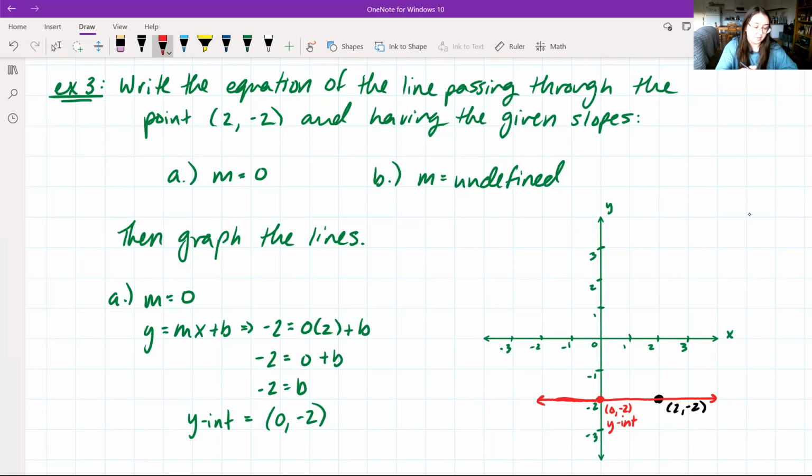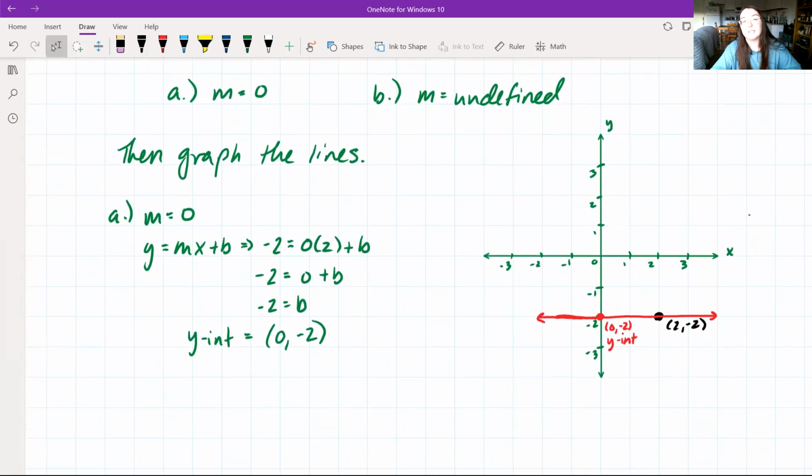And if we remember correctly, if we have a slope of 0, this means that we're going to have just a horizontal line, which is in the form of y equal to b. And since we now know our y-intercept, and we know that our slope is 0, we would get y is equal to 0x minus 2, which means that our equation is just y is equal to -2. And this is a horizontal line, which we have graphed.